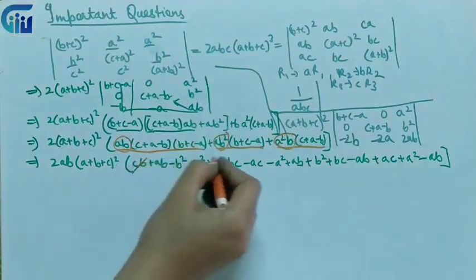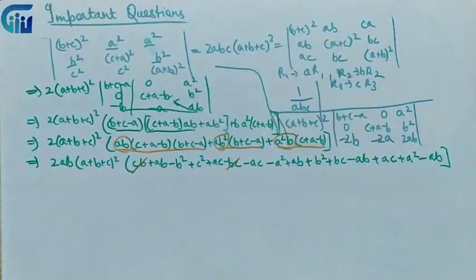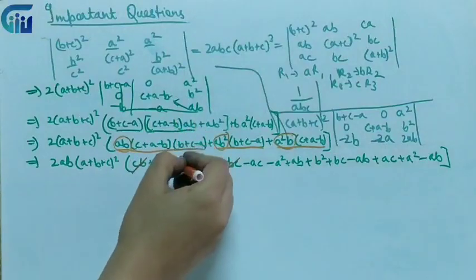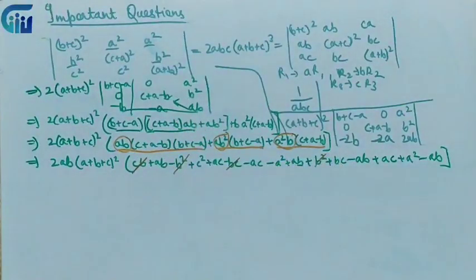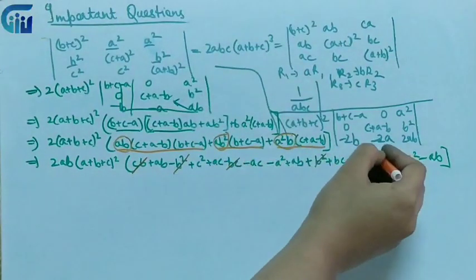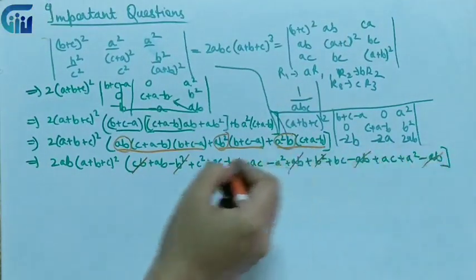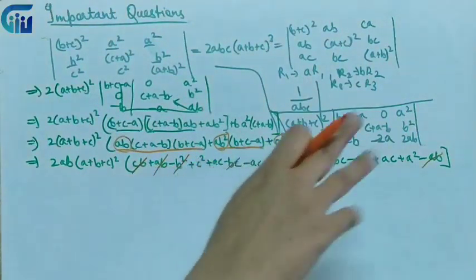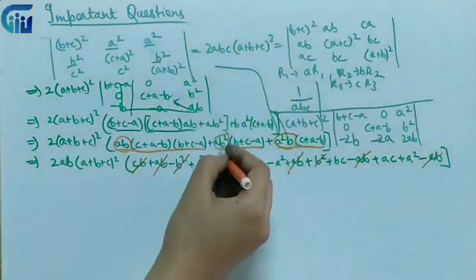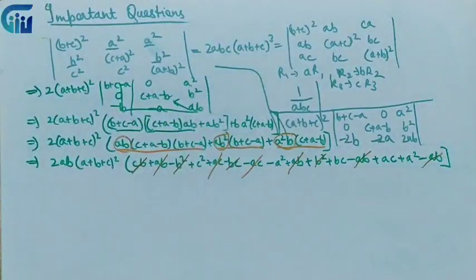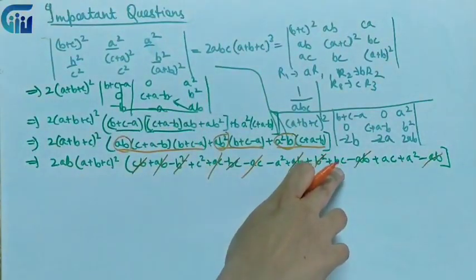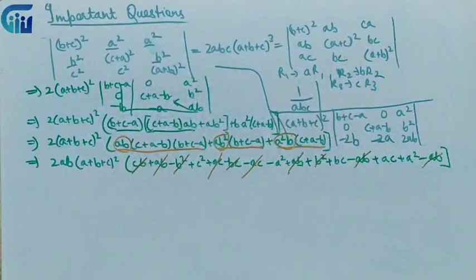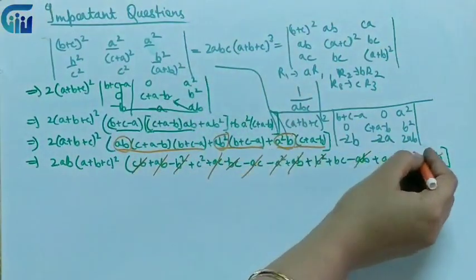This is CB, so I can get cancelled with minus BC. This is minus B square, I can get cancelled with B square over here. This is plus AB minus AB plus AB. We have two ABs of this sort, so we can cancel it over there. Then we have C square, we don't have any other C square, plus AC, I can cancel with minus AC. Then we have plus BC, and then we have plus AC, plus A square and minus A square.